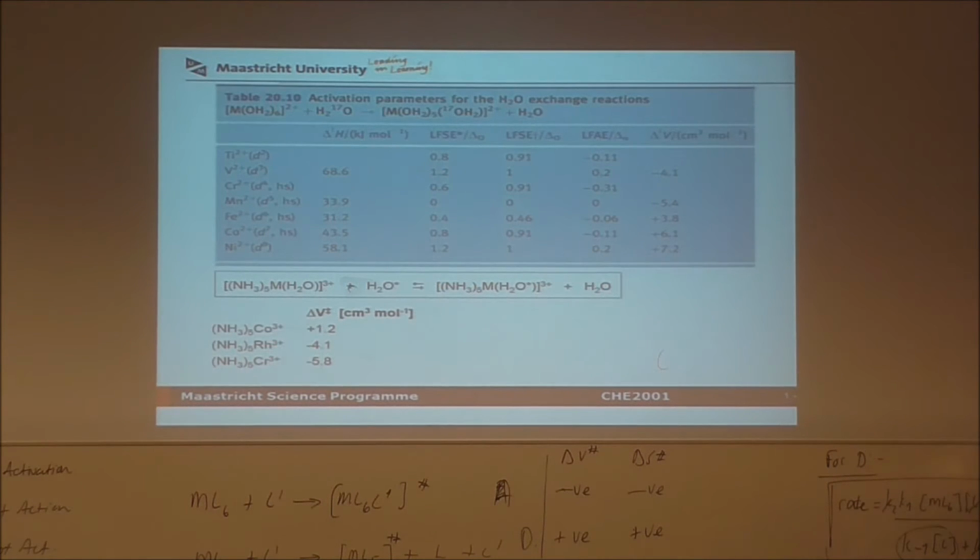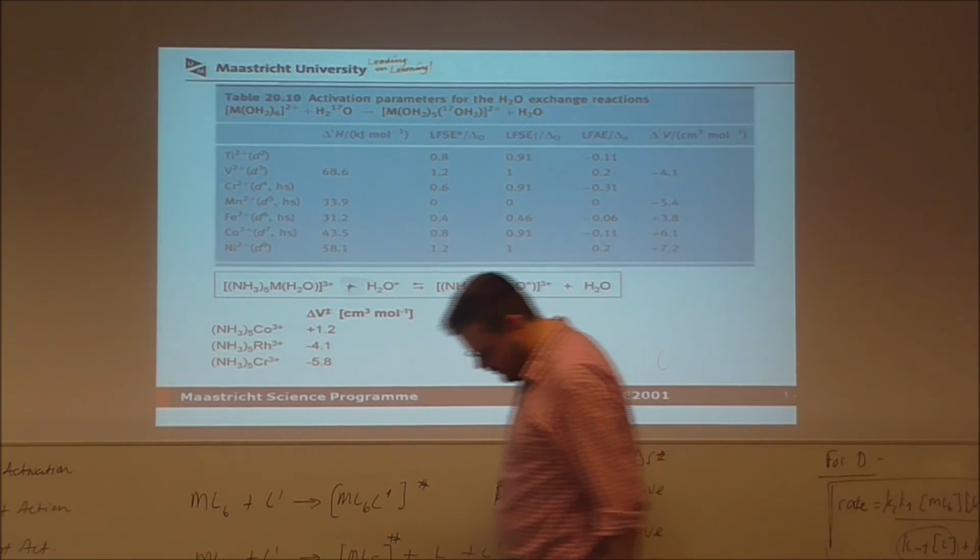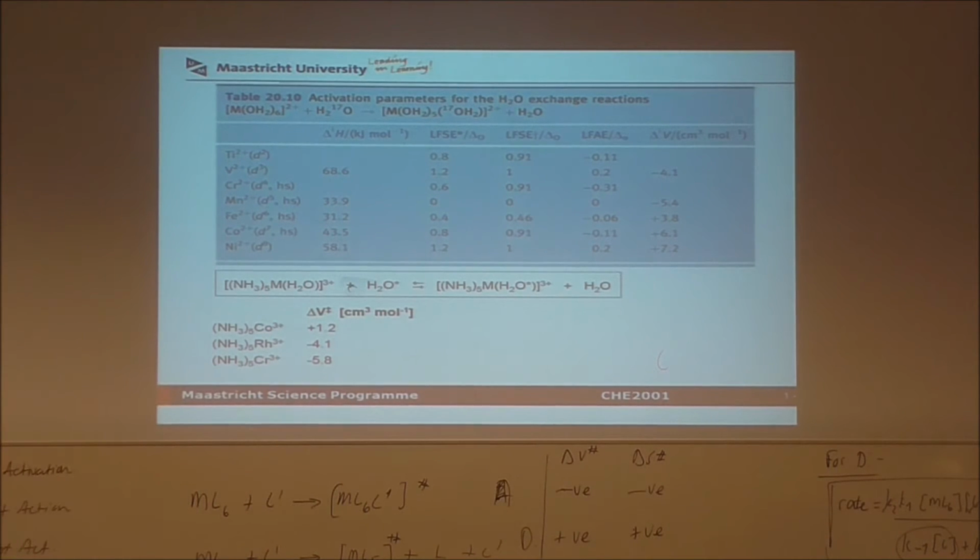Now, here we have some actual values. Let's start at the bottom here. What these people have done is they've actually done these experiments and determined the volume of activation for the substitution reaction of this series here, so cobalt, rhodium, chromium, all in the 3+ oxidation state. We have a pentaammine complex with one water, and we're exchanging it out with an isotopically labeled water.